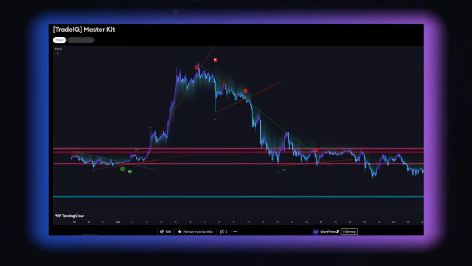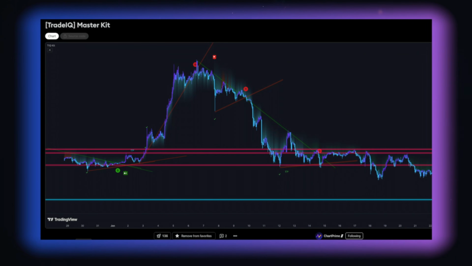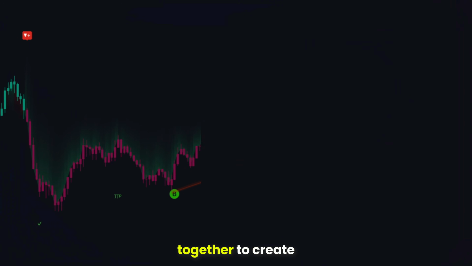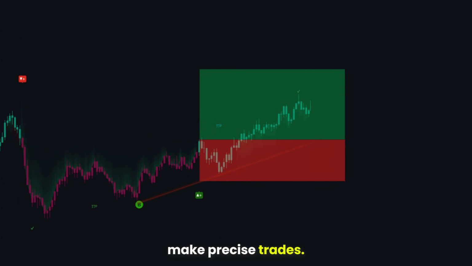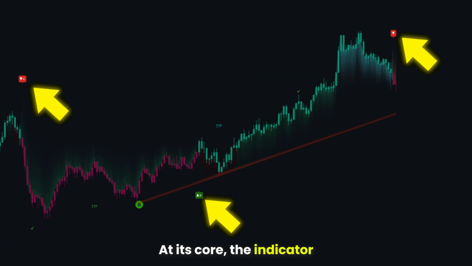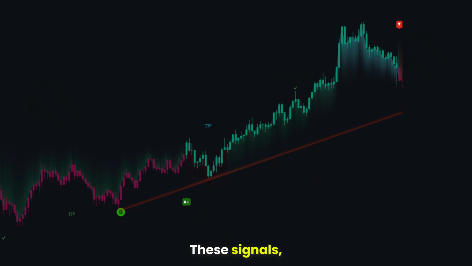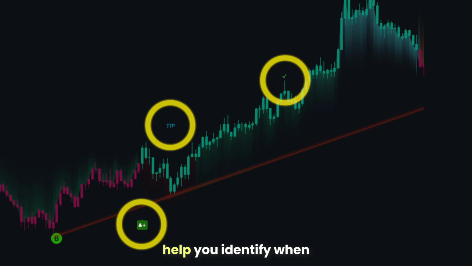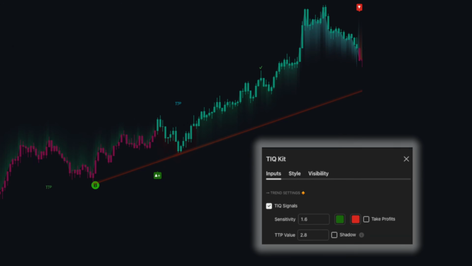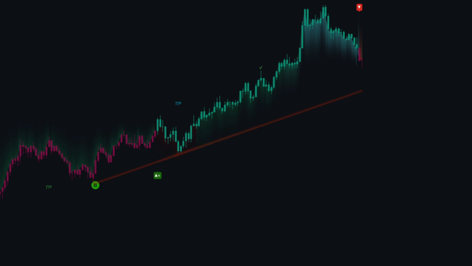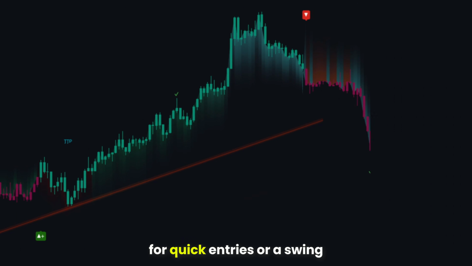This indicator is called the TradeIQ Master Kit. Its features work seamlessly together to create a complete picture of price action, helping you make precise trades. At its core, the indicator provides dynamic trend signals that adapt to market behavior. These signals, visually marked on the chart, help you identify when to enter or exit positions. With customizable sensitivity settings, you can fine-tune these signals to align with your trading style, whether you're a scalper looking for quick entries or a swing trader targeting longer trends.